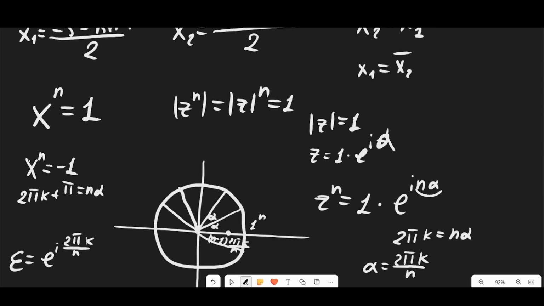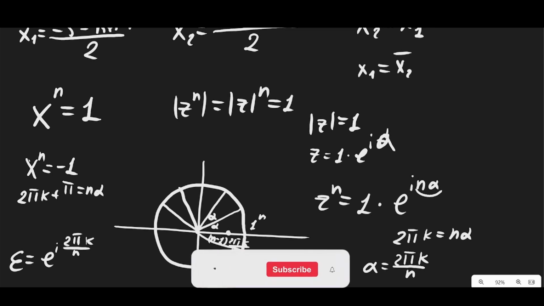If you are interested in some topics about complex numbers, please write in the comments, and I will try to make another video about them. And it is worth mentioning that complex numbers are very useful, especially in physics. If you want to compute some hard integrals, you have to learn complex numbers very well.